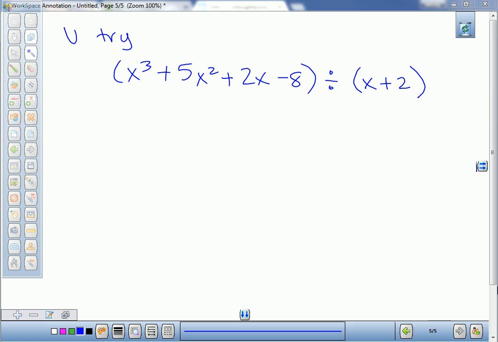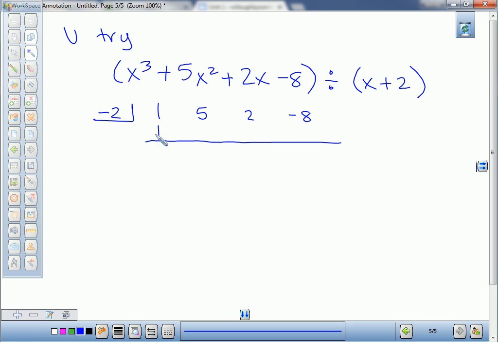Okay, so step 1 is to decide what goes on the table. Because we're dividing by x plus 2, the opposite sign goes on the table. Then we pull all of our coefficients in order. Now, one thing you do have to watch out for that this problem didn't have, if it's missing any degrees along the way, let's say it was missing the x squared, we would have to put in a 0 for any missing degrees. This one didn't have any, but it could definitely happen.